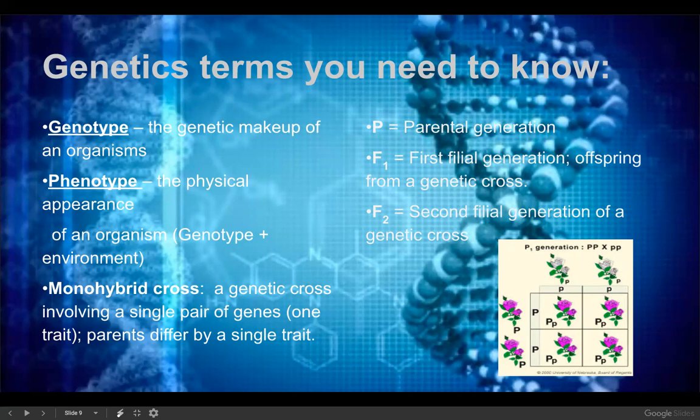The parental generation is the parents. So in this picture, you can see there's a white plant on the top. That's one parent, and a purple plant on the left. That's another parent. That's the P generation. The F1 is the first filial generation of offspring from a genetic cross. So all the purple ones inside the box, that are a capital P and a little p, those are your filial one generation. And then if you cross those purple ones on the inside and get another generation, that would be your F2 generation.